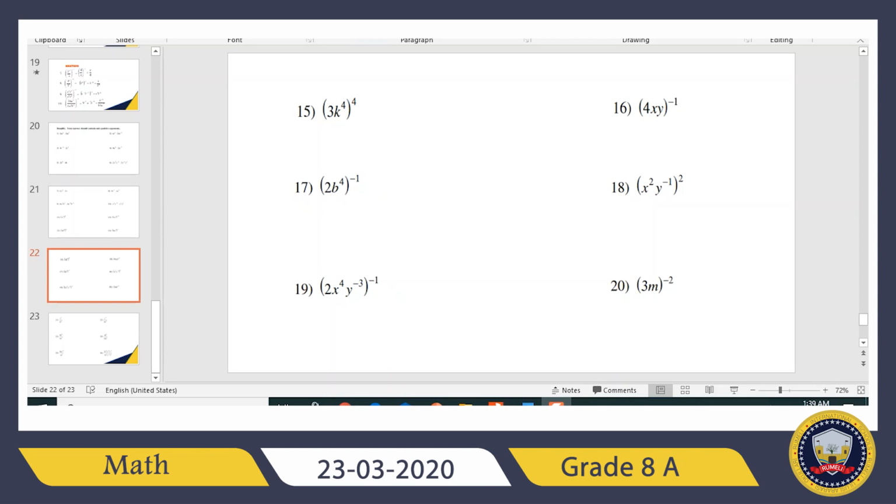Now let's continue what we have covered last week about the laws of integers. Let's complete our exercise. You remember the laws of exponents. In multiplying, having the same base, we just add the powers. Dividing with the same base, we have to subtract the powers.